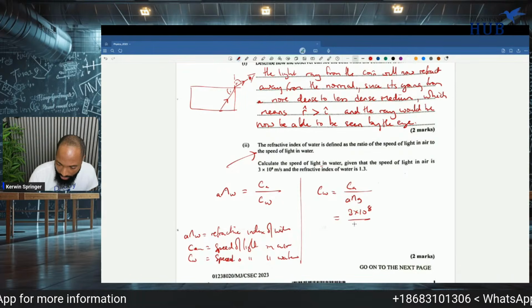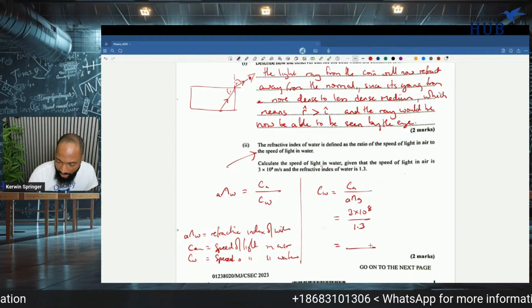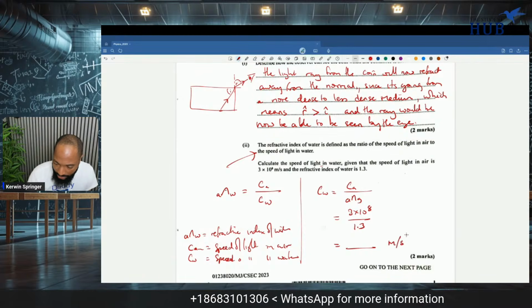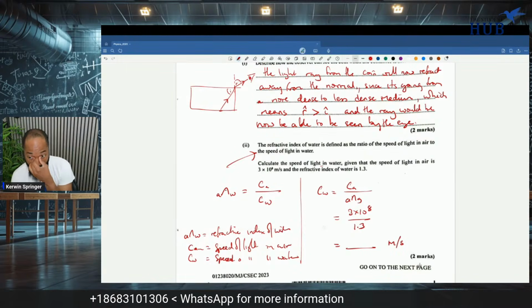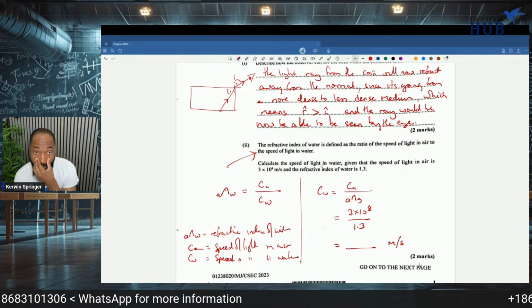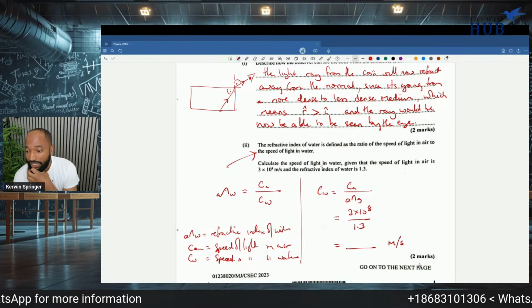And this is 1.3. So this is going to be, calculator people help me out, and this will be meters per second. Another 2 marks in the bag. Are you with me here, right?